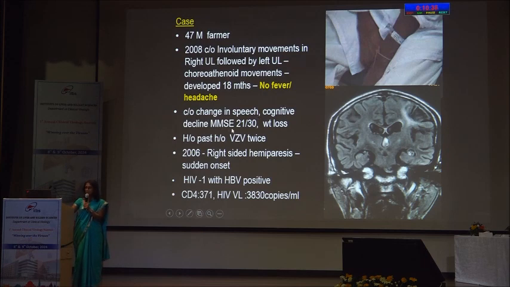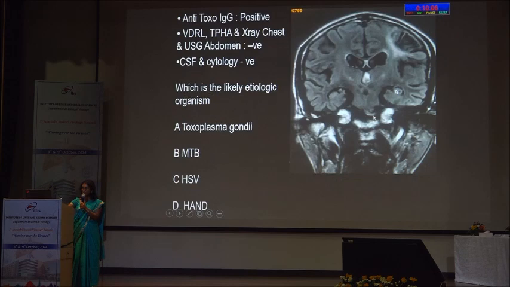The MMSE was 21/30. There was significant weight loss. There was also a history of VZV twice in the past. And in 2006, he had a right-sided hemiparesis, which was sudden onset. He was diagnosed with HIV, with HBV co-infection, and the CD4 count was 371, and the viral load is close to 4,000 copies. And this is the MRI of the patient.